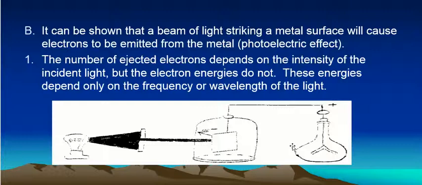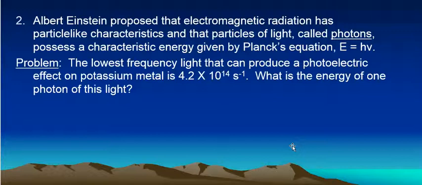It can be shown that when a beam of light strikes a metal surface, it will cause electrons to be emitted from the metal. This is called the photoelectric effect. Now the number of electrons depends on the intensity of the light, but the energies of the electrons depend only on the frequency of the light. Albert Einstein proposed that electromagnetic radiation has particle-like characteristics, and he called these particles photons, and they possess an energy given by Planck's equation, E equals h nu.